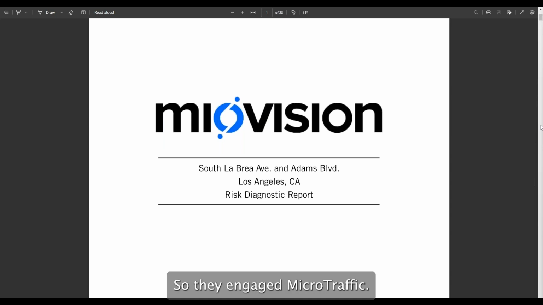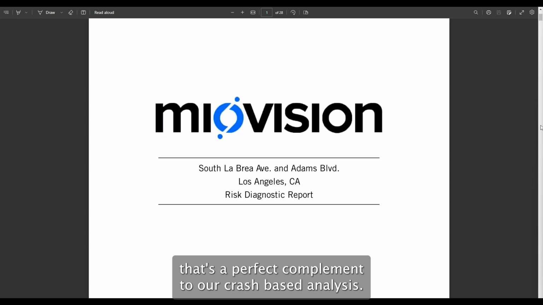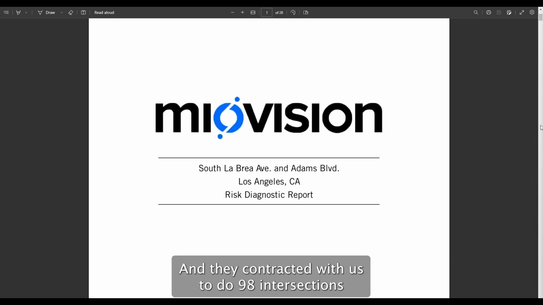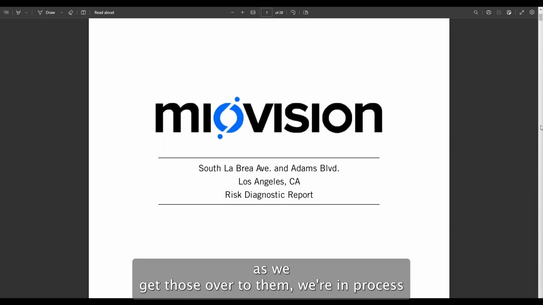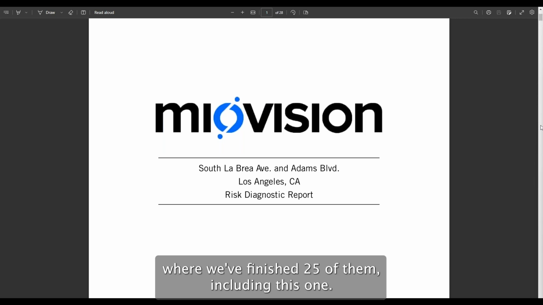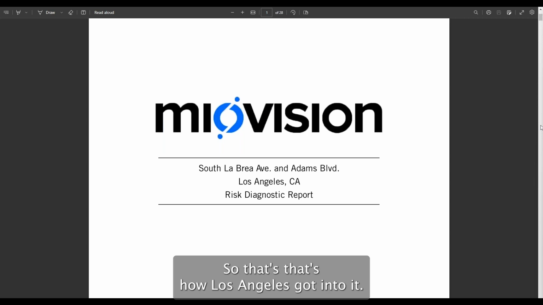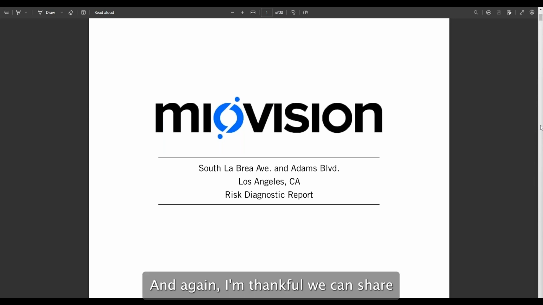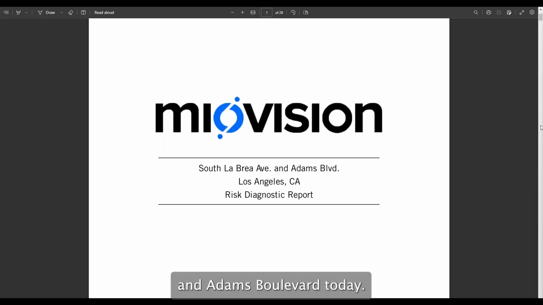So they engaged Microtraffic. They saw the technology at a conference, and they said that's a perfect complement to our crash-based analysis. And they contracted with us to do 98 intersections where we'd get this near-miss risk data report. As we get those over to them, we're in process. We've finished 25 of them, including this one. Then they go and select the countermeasures that respond to these risk factors. So that's how Los Angeles got into it, and again, I'm thankful we can share the risk report from South La Brea Avenue and Adams Boulevard today.